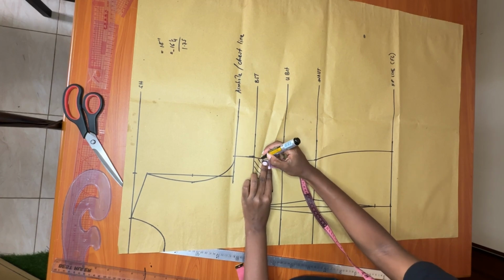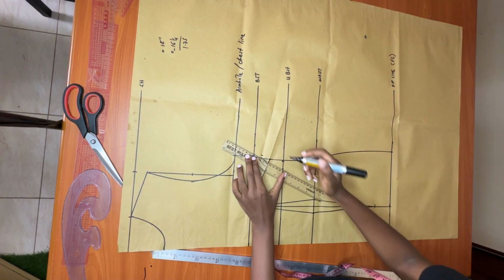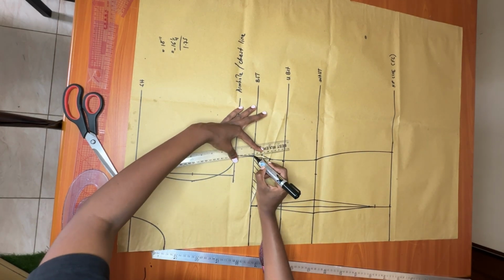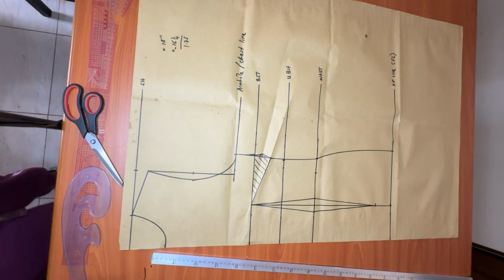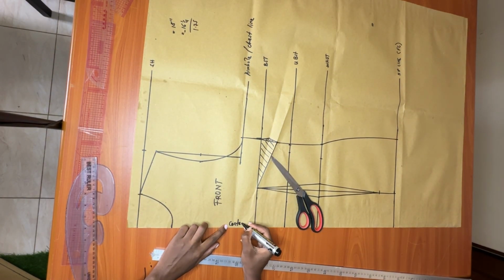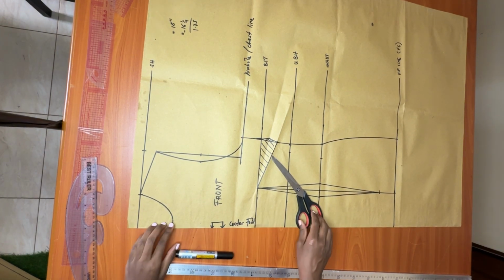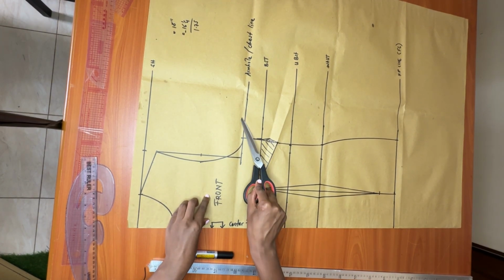Then we shall go out 1/4 to 1/2 inch, and then we shall join the points. So this is it for the front. So that part is the center front, which will be cut on fold. So when you're cutting, you won't be having to add any allowance to the center fold.